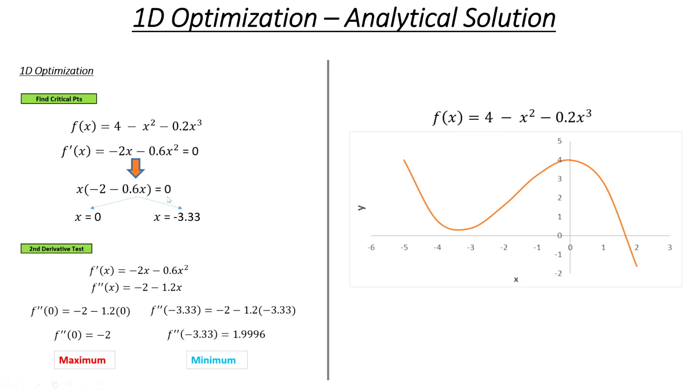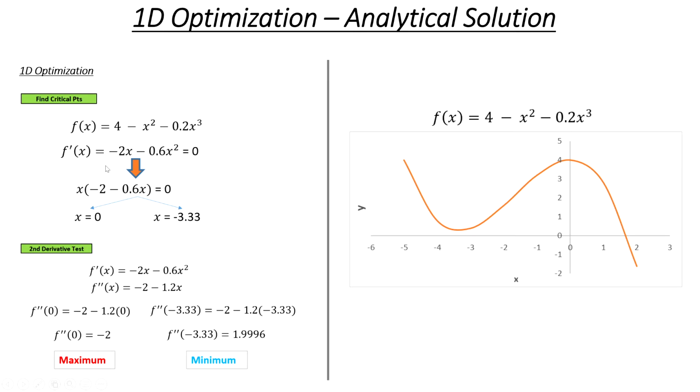So let's actually begin. The function that we're dealing with is 4 minus x squared minus 0.2x cubed. Now, the way we find critical points is basically we find where the derivative is equal to 0. So the first step is we get the derivative of this function, and that's going to be, the 4 reduces to 0, negative 2x minus 0.6x squared. And then we take this equation and set it equal to 0.